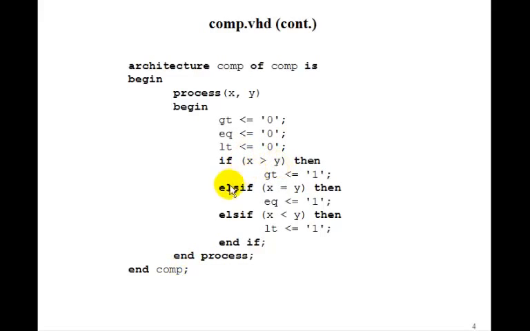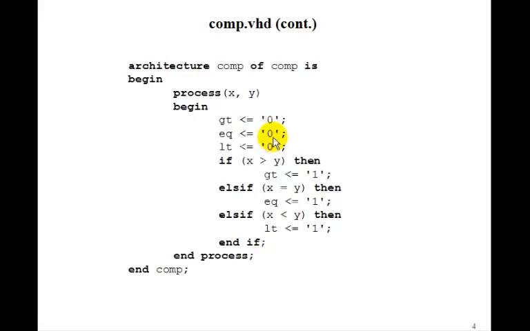If x isn't greater than y, else if x is equal to y, then we'll set equal to 1, else if x is less than y, then we'll set less than to 1. So again, if x is greater than y, only this statement gets executed, and the equal and less than assignments don't get executed. So therefore it's important that equal and less than get assigned values here.